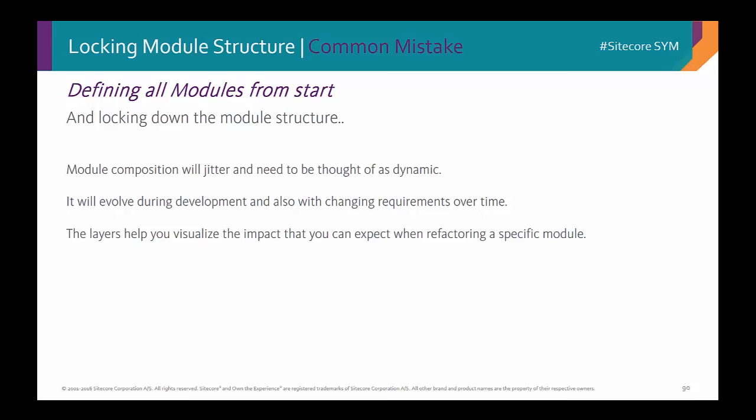The layers. The whole purpose of having the 3 layers is actually to visualize the impact that you can expect when you start refactoring a module. So you know if you change something in the foundation layer, then you probably have multiple features that rely on it. If you change something on the feature layer, then only the context should be affected by this.